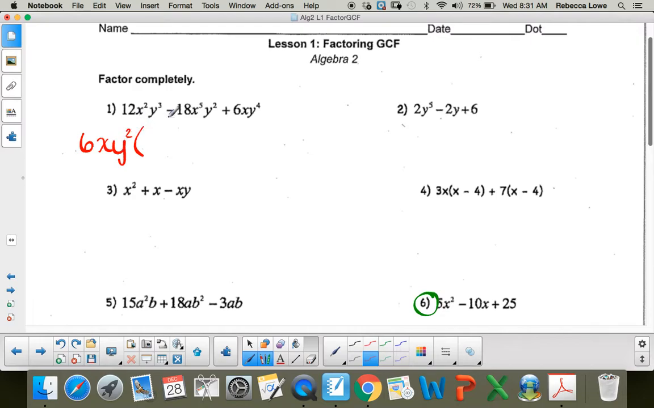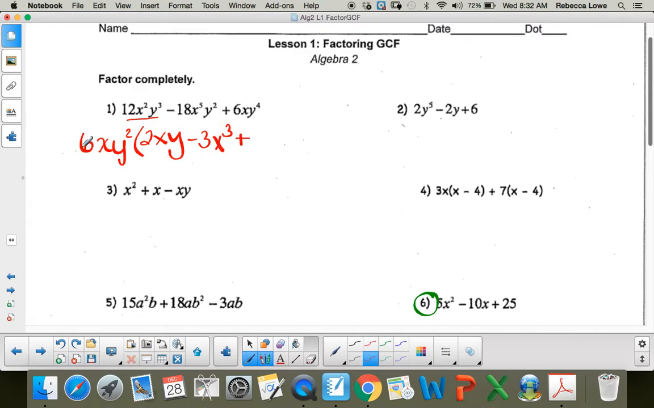squared times what would give me this first term. So that would be 2y. If you multiply those two together, it'd be 2xy, you would get that first term. Then I'm going to think 6xy squared times what gives me 18x to the 5th y squared, and that would be negative 3x cubed. If you multiply this and this, you get that.